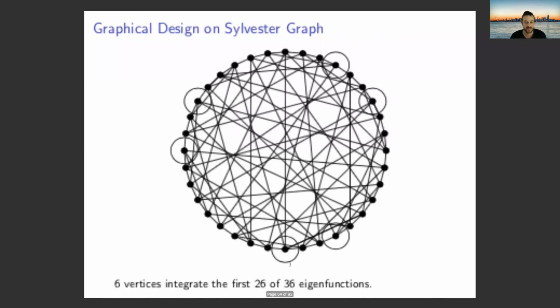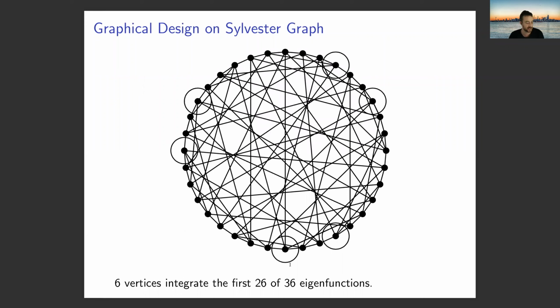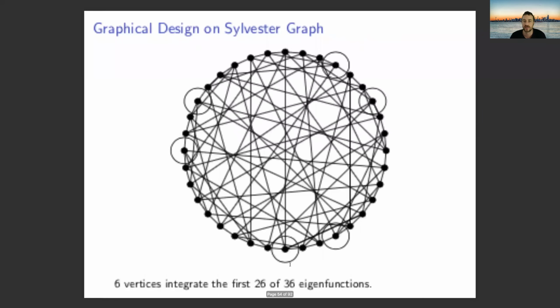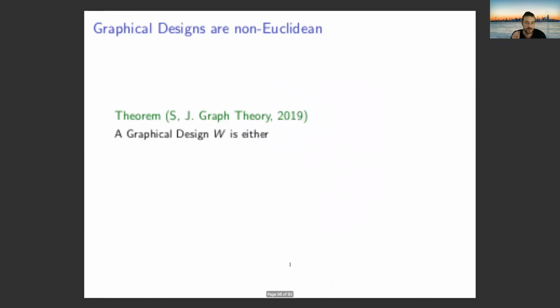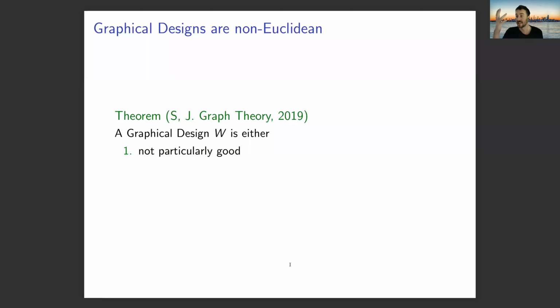Okay. Sylvester graph, 6 vertices integrate 26 out of 36. And I could keep doing this. There are many, many, many examples empirically. So here's the first result. I proved that these things are decidedly non-Euclidean in the following sense. If you have a subset, then there's a couple of cases that can happen. Maybe it's terrible. Terrible means it doesn't satisfy all that many equations. Maybe you have a subset of 20 vertices and it satisfies 15 equations.